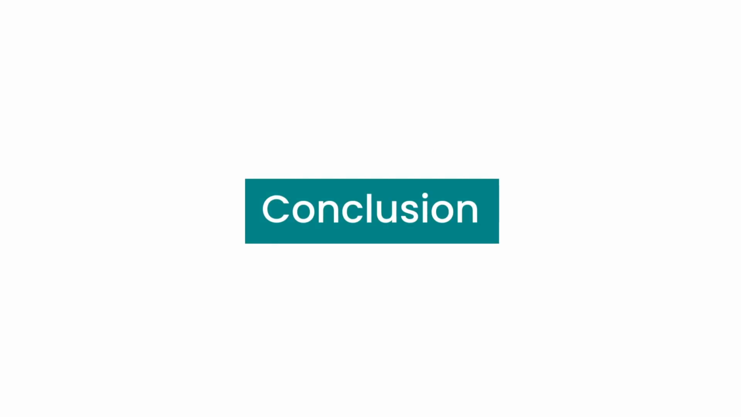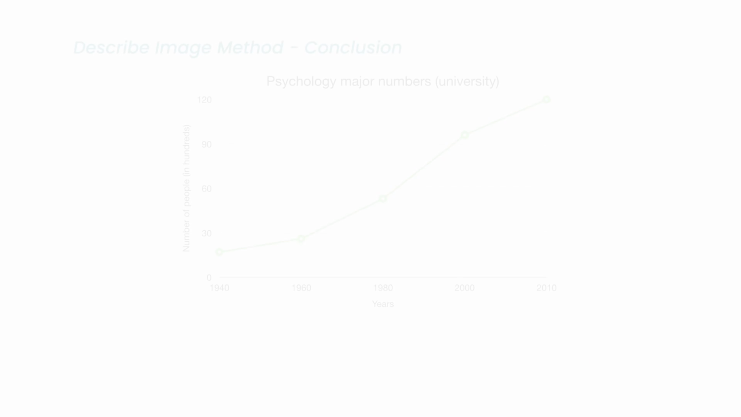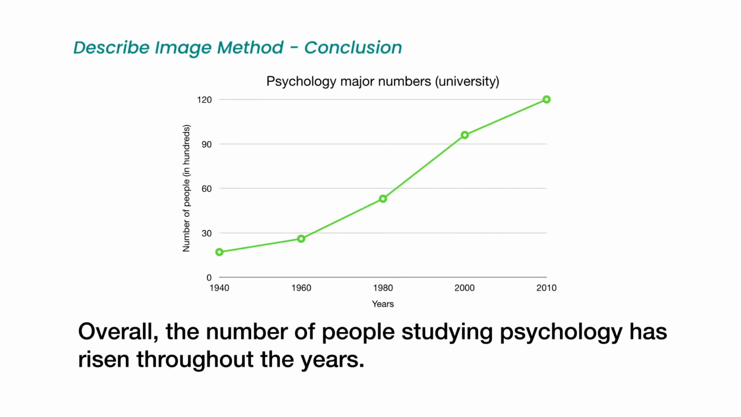Just keep it simple. After you've spent about 20 seconds describing the key features or the main trends, you'll need to spend a few seconds concluding. Conclusion. A top score for content requires you to conclude your description. Again, it doesn't need to be sophisticated, but it should begin with the phrase in conclusion or overall. You might want to mention a prediction or say something general about the graph or image, such as, overall, the number of people studying psychology has risen throughout the years.